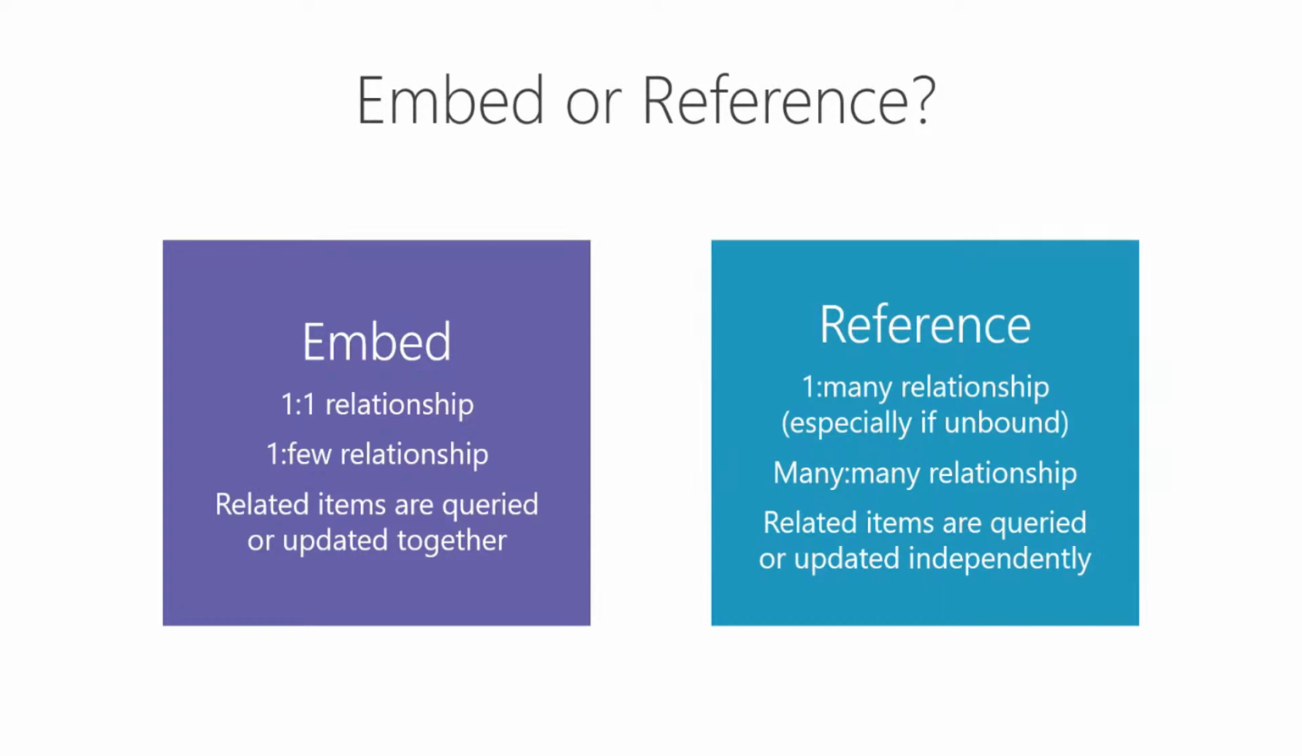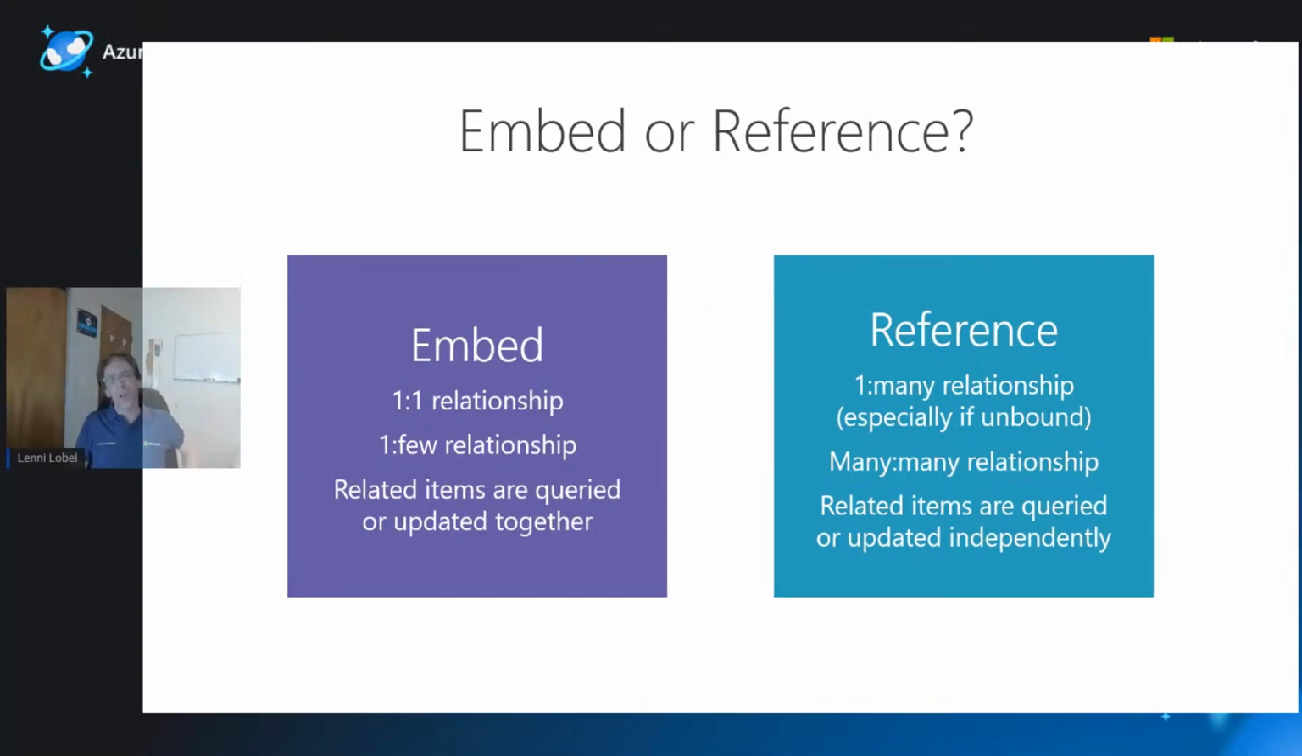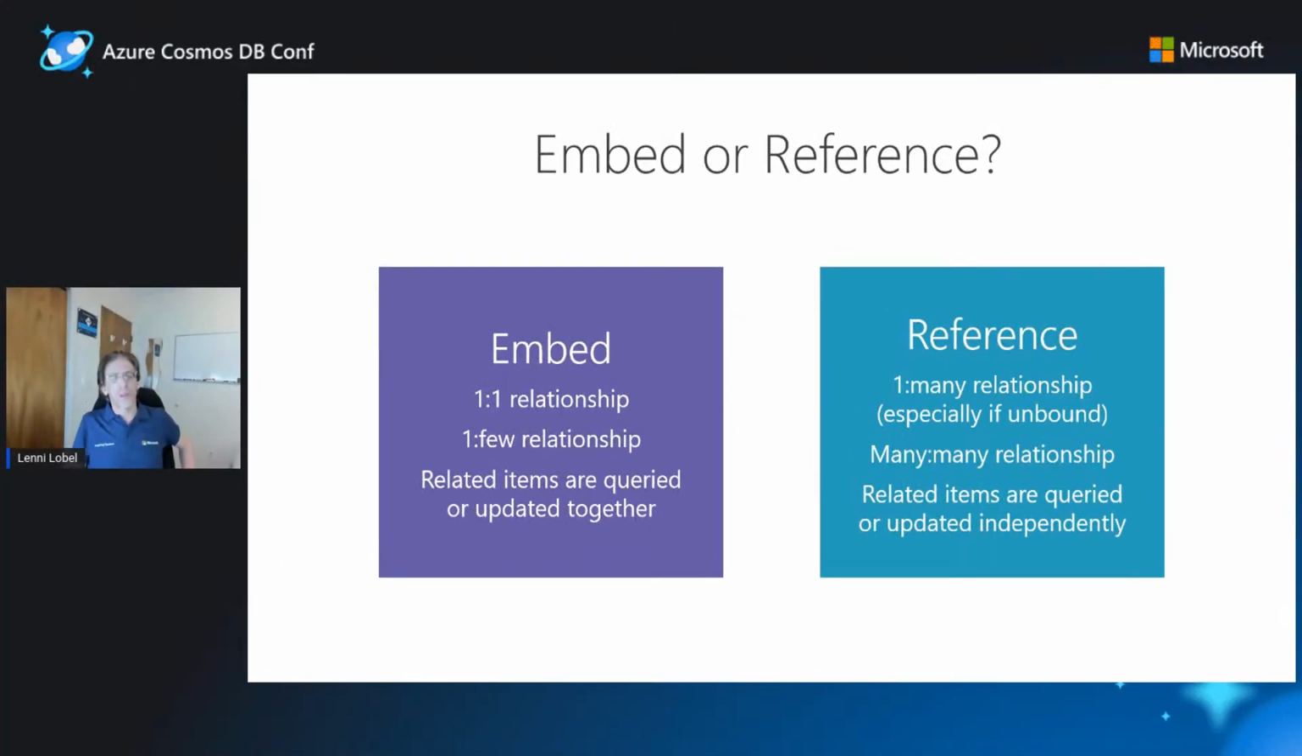Or if you have a many-to-many relationship, as you'll see in the way we'll handle the product tags relationship, you'll also want to reference, or actually use a combination of embedding and referencing. And another general rule is that, even if it's just one-to-one or one-to-few, if you're never really querying for these things together and you're never really updating them together, it also makes sense to reference them, if they're being queried or updated independently.